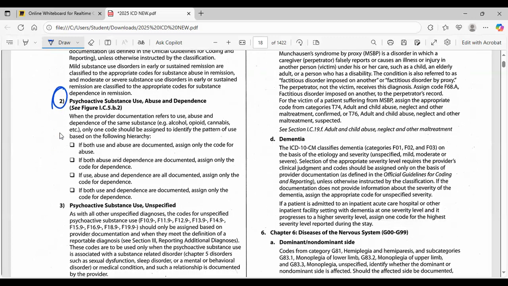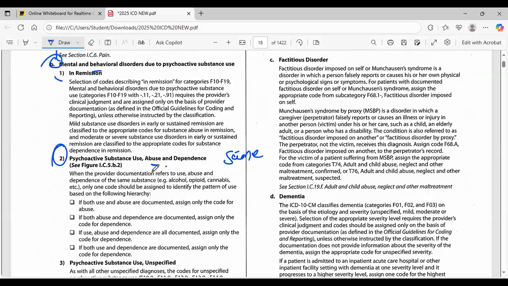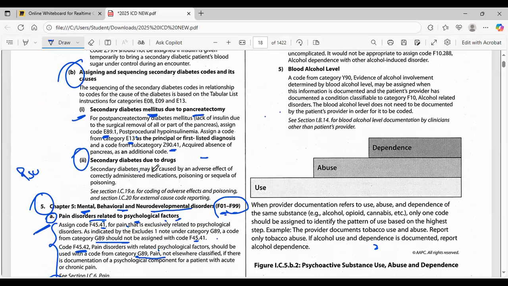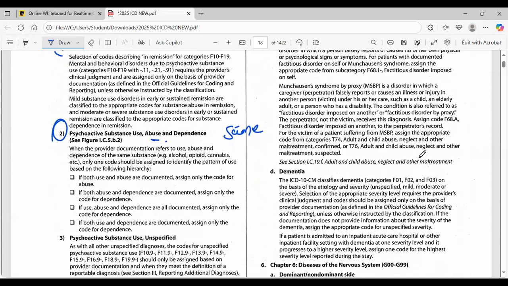Next, we have the instruction for psychoactive substance use, abuse, and dependence. For the same patient, if the patient is using that drug and also abusing that drug, in that case you have to code only the abuse. We have a hierarchy here, and we have to code the highest thing from the hierarchy for the same drug. So let's say for the same drug the patient is using and abusing; in that case, you code the abuse only. And if the patient is doing the abuse as well as dependence, we have to code the dependence only. So we have to code only the highest from the hierarchy.